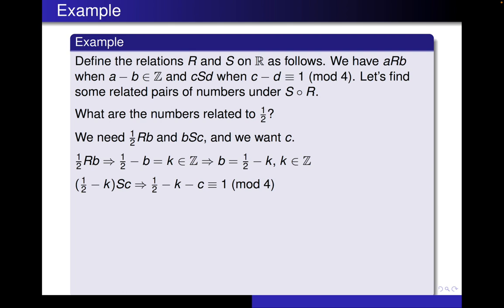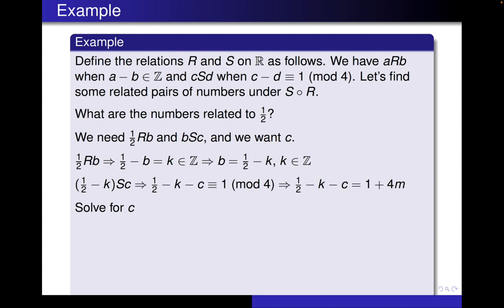And boy, that's going to be a real piece of work. But we'll do the best we can. What does it mean to be congruent to 1 mod 4? Well, that means that 1/2 minus K minus C is going to be 1 plus 4 times some integer M. So M is going to be an integer here. Now we're going to solve for C. Remember, C is what we're really interested in.